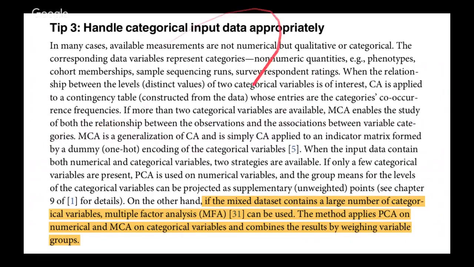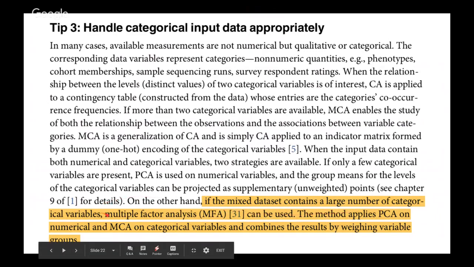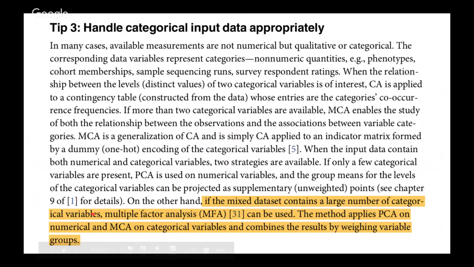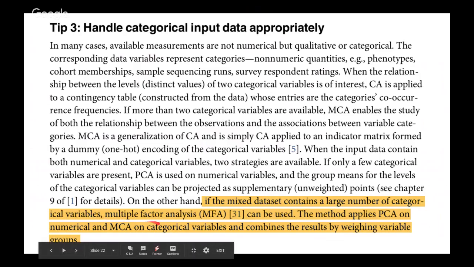They discuss some of the main differences between PCA-like methods and non-PCA-like methods, and then they say if the mixed data set contains a large number of categorical variables, and this can happen especially for the kind of molecular phenotyping data, MFA, or multiple factor analysis, can be used. The method applies PCA on numerical and MCA on categorical variables and combines the results by weighing variable groups.